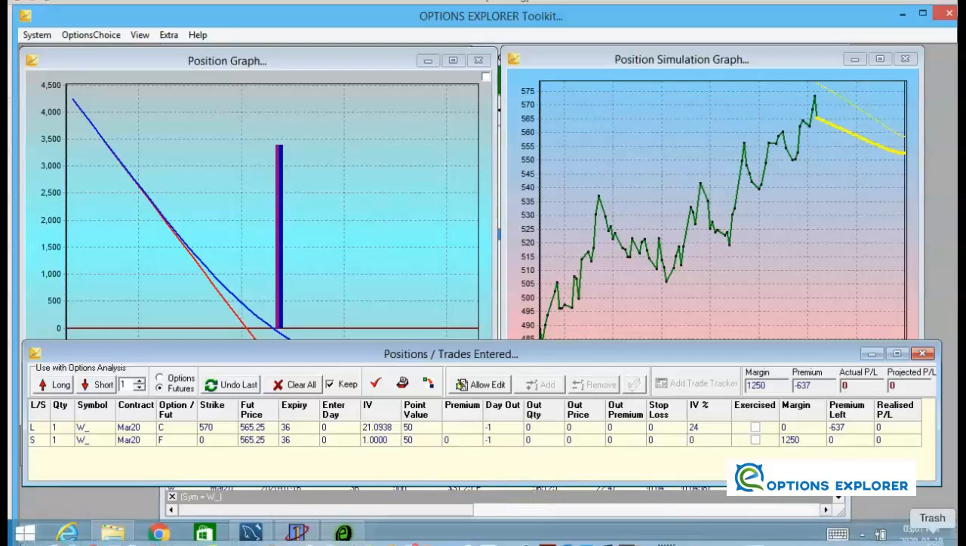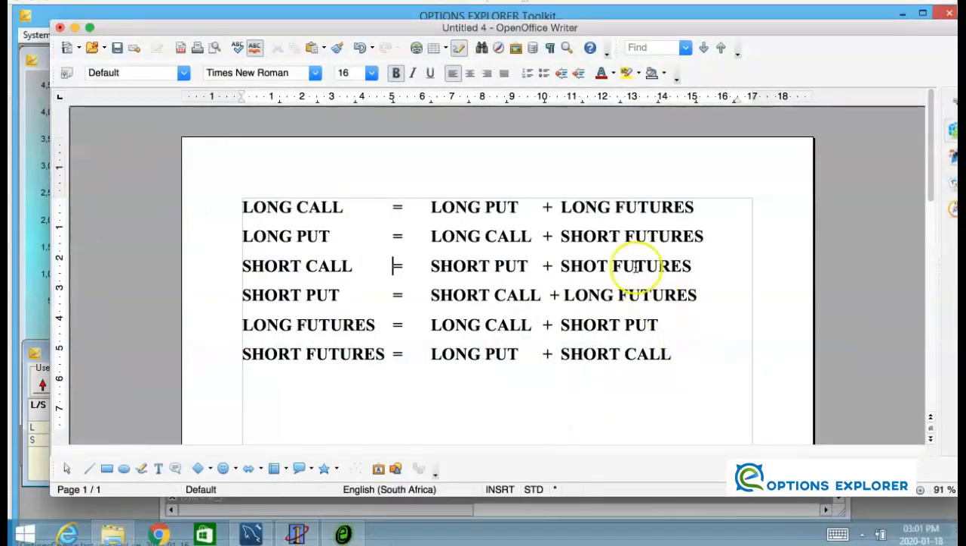The important thing that you have to do, you have to work out in your own mind for yourself, what combination of options and futures do I need to invest in to recreate the actual position that I'm interested in. Shown on screen. If you want to pause the video here, you can do that. Here's a guideline as to how to set this up. So if you're interested in a long call option, you can achieve that by longing a put option and then longing the futures.